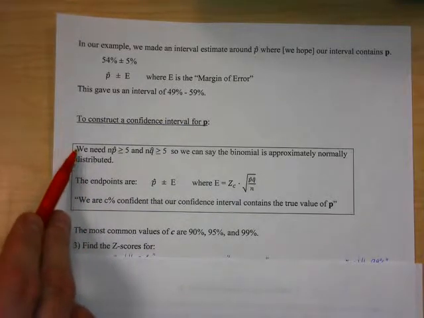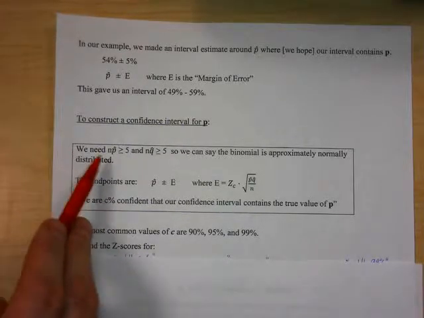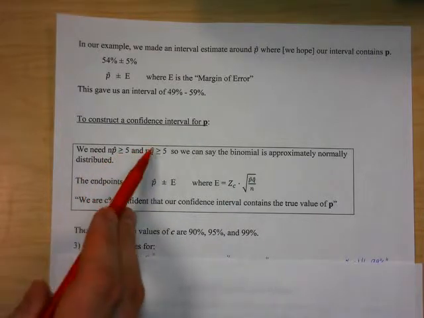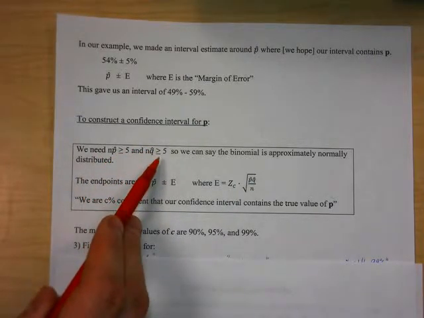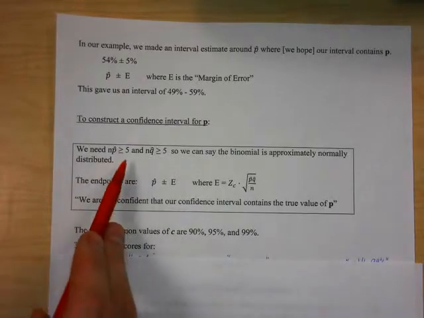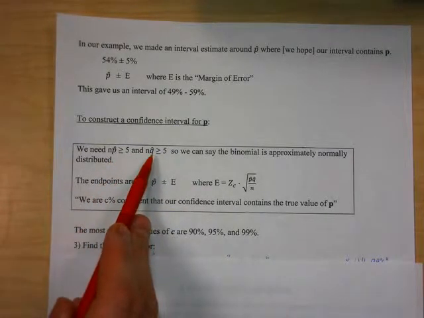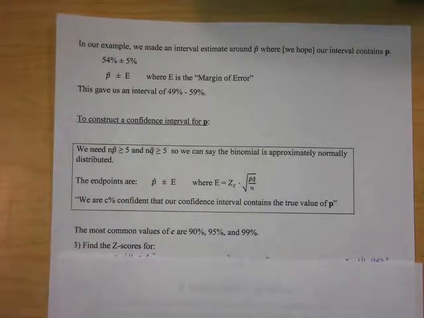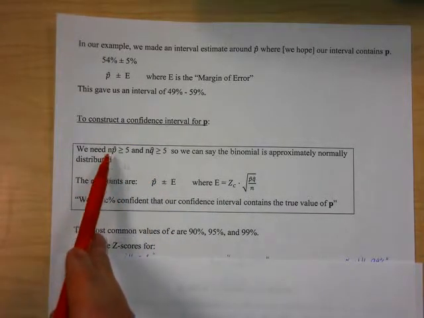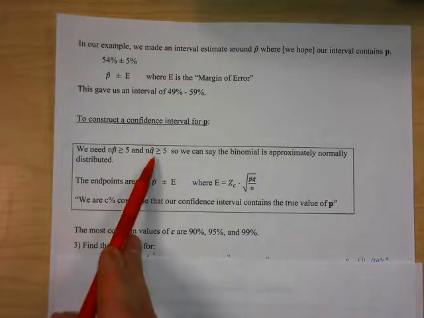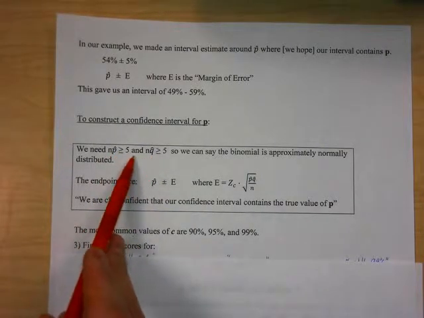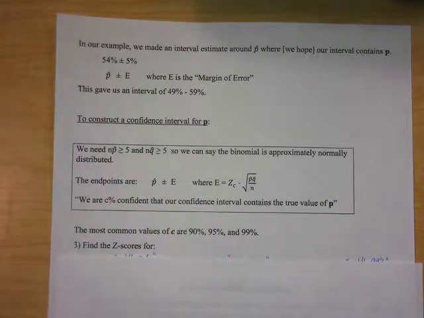Well, first thing, we need to make sure two conditions are satisfied. We need N times P hat and N times Q hat to be greater than or equal to 5. Now think about what that is saying. P hat and Q hat are both numbers between 0 and 1, like 0.6 and 0.4 or 0.5 and 0.5. N is your sample size. So we're basically saying that when we multiply your sample size times P hat or times Q hat, we want to get a large enough number, larger than 5, so we can say the binomial is approximately normally distributed.